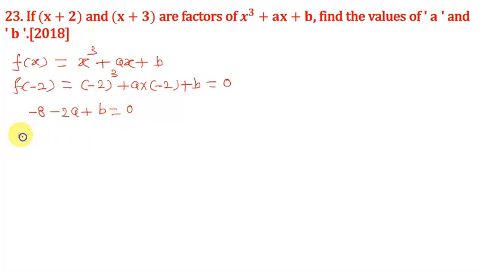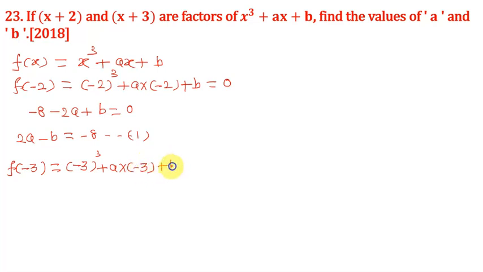It implies that 2a minus b is equal to minus 8, and this is the first equation. What about the next? x plus 3 is also a factor. Therefore, again, we replace x by minus 3 and its value must be 0. That is minus 3 cube plus a into minus 3 plus b, and that is equal to 0.